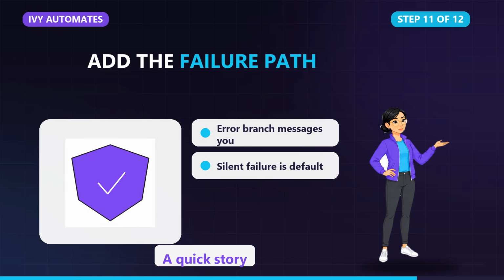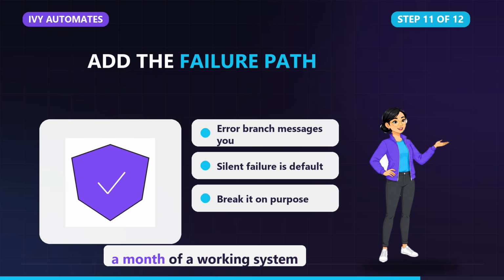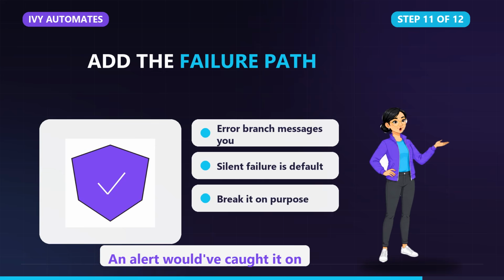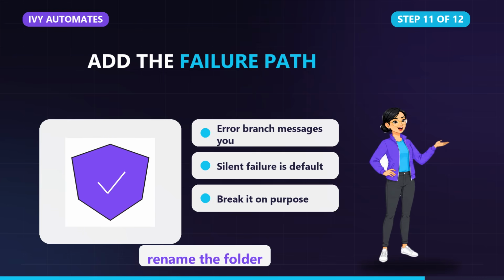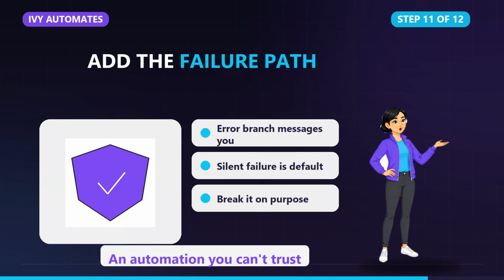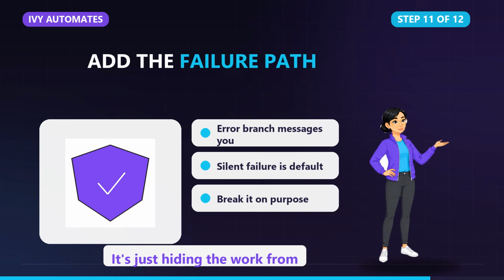A quick story. A friend's whole automation died because a service expired his login, and he didn't find out for a month of a working system doing absolutely nothing. An alert would have caught it on day 1. Try this: unplug something on purpose, rename the folder, break the connection, and confirm your failure branch actually shouts. An automation you can't trust to tell you it's broken isn't saving you time. It's just hiding the work from you.